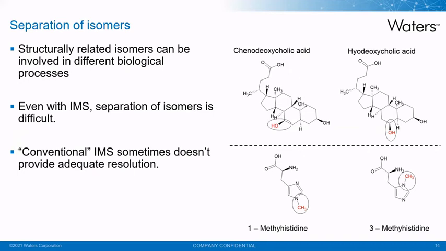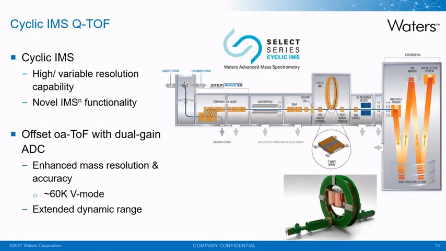On the right, we've got a couple of examples of molecules and isomers that we want to look at separating. At the top, we've got a couple of bile acids, and below we have a couple of methyl histidines. So how can we go about separating them? One of our newer mobility-based instruments is the Select Series Cyclic IMS instrument.